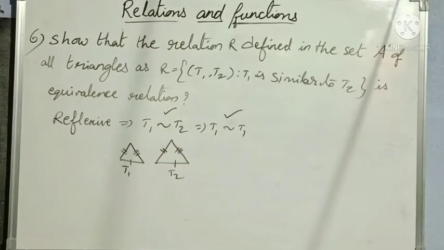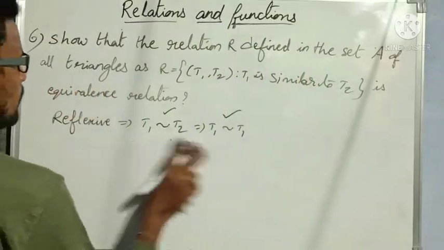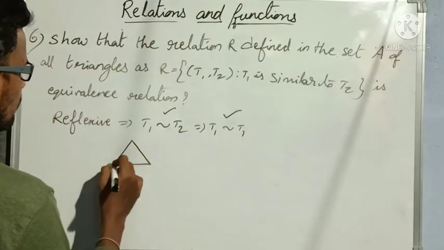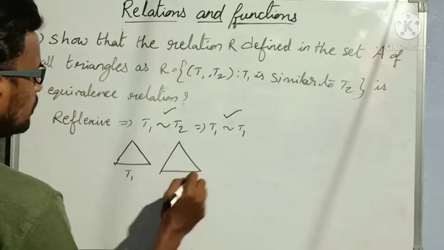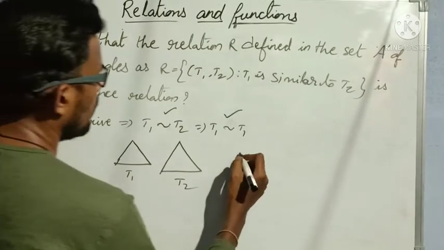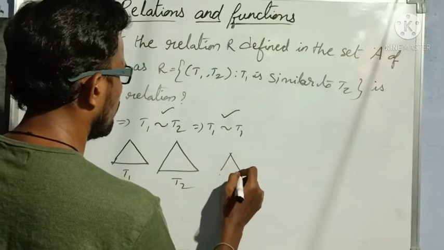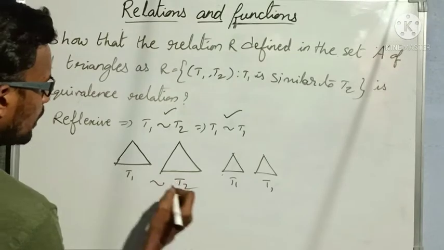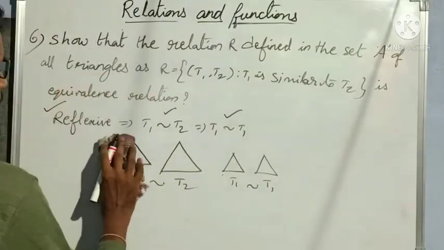Similar means both are triangles, that's all. Yes, this is T1 similar to T2. So if T1 is similar to T2, then I can say that T2 is similar to T1, right? If not, T1 is similar to T1 here. Every triangle is similar to the same triangle, right? So T1 similar to T2 means T1 is similar to T1 here, right? So this is reflexive, okay? So reflexive is satisfied. Now let us see symmetric.